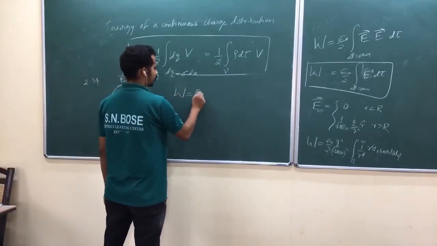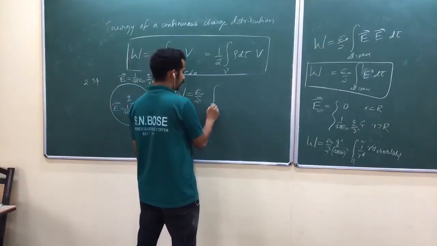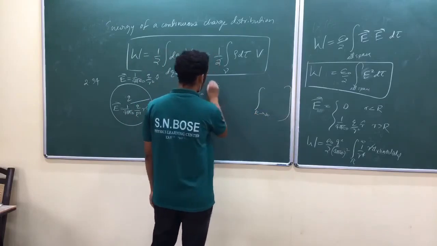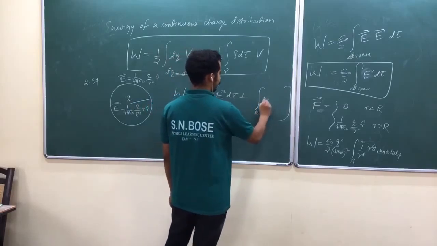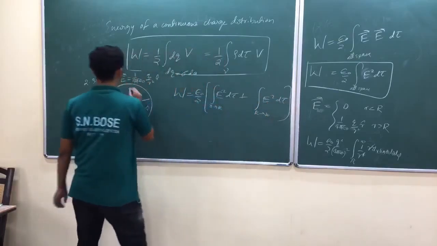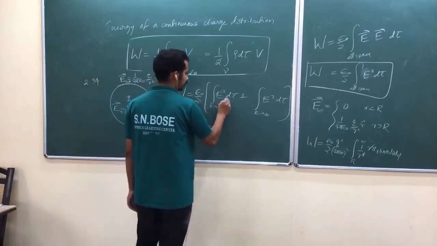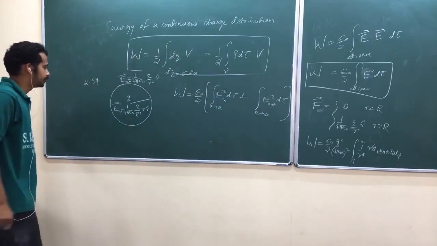So W is equal to epsilon naught by 2 integral over all space. Let me write 0 to R, R to infinity. Am I right? Can I write like this? E square dτ, E in, E out. Can you quickly do this one?